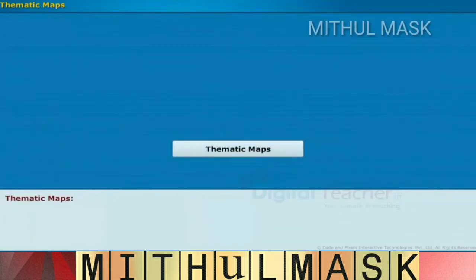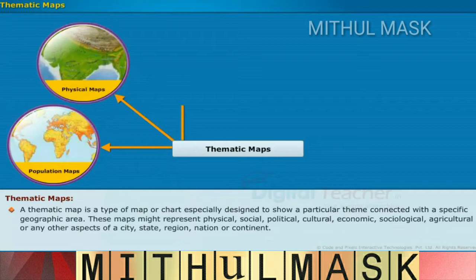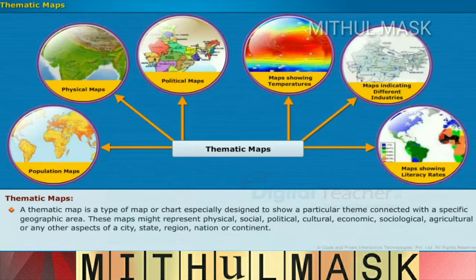Now, let us learn about thematic maps in detail. A thematic map is a type of map or chart especially designed to show a particular theme connected with a specific geographic area. These maps might represent physical, social, political, cultural, economic, sociological, agricultural, or any other aspects of a city, state, region, nation, or continent.